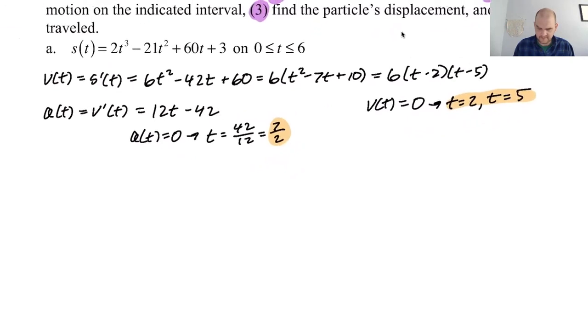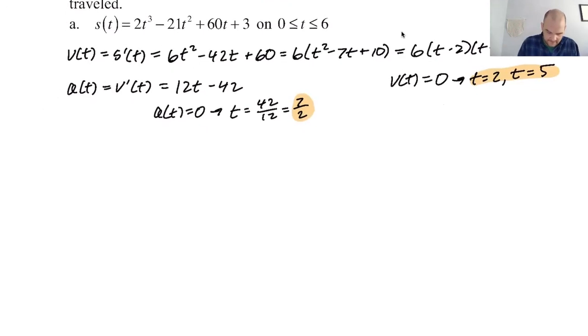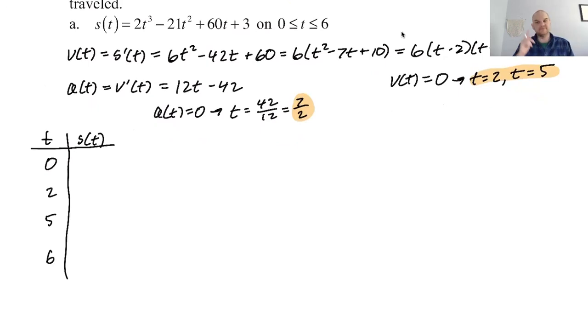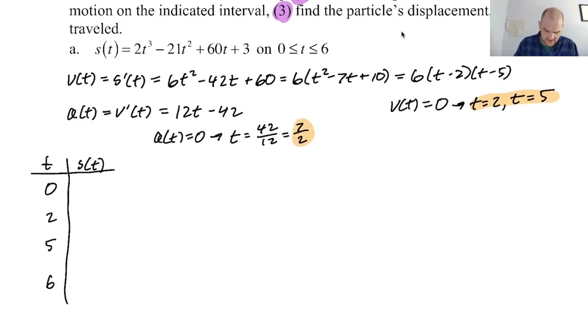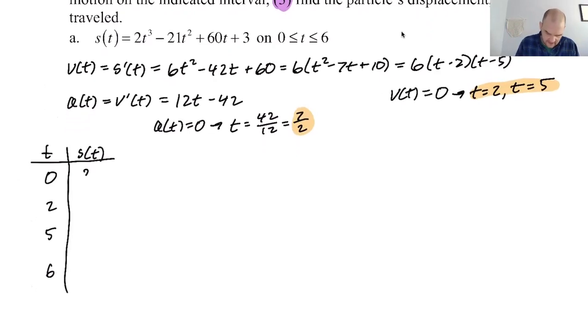All right, position. We need to know the position at the starting point and at all the potential turning points, so at the zeros of the velocity. So we're going to make a table here of t and s of t. Not looking forward to plugging in some of these, but synthetic substitution is kind of the way to go on a lot of these. Plugging in 0 though, that's not bad. That's just 3. Plugging in 2, what do I get?